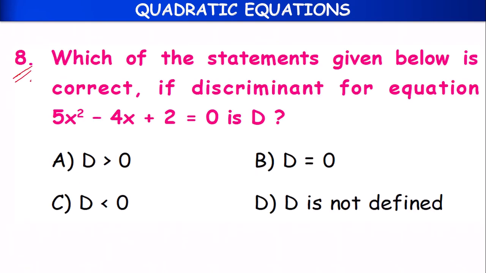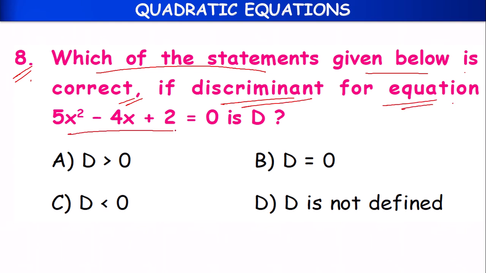Next question, 8th question. Which of the statements given below is correct if d is the discriminant for the equation 5x square minus 4x plus 2 equal to 0? This is the equation. They have given that discriminant is d. Then which of the following is correct, like that they are asking.